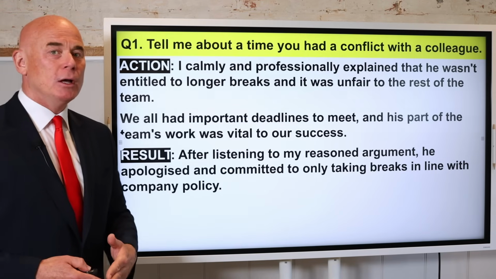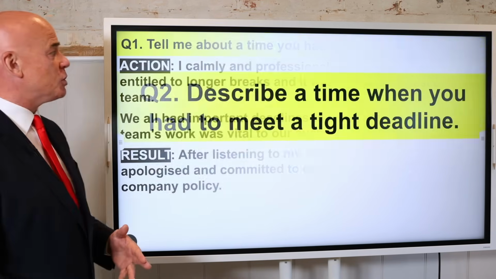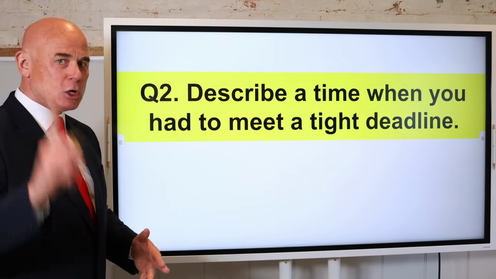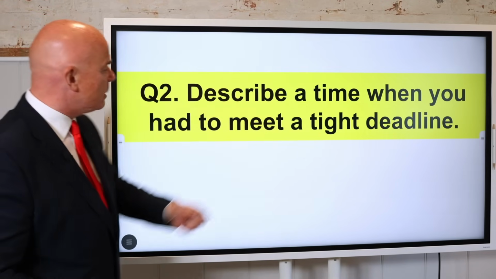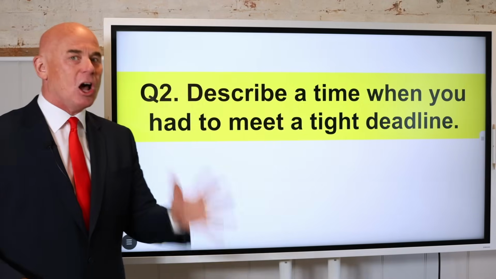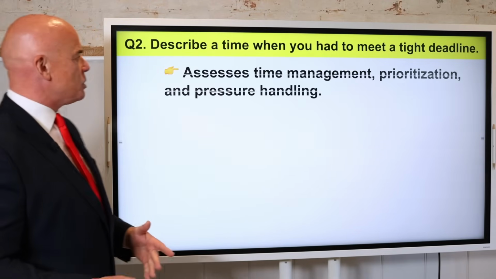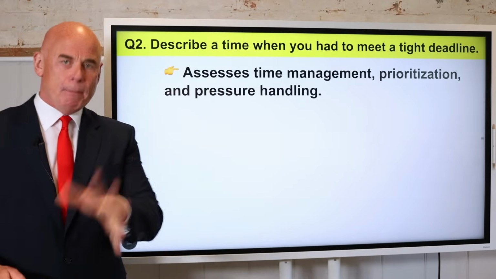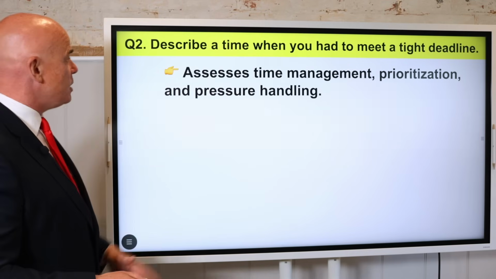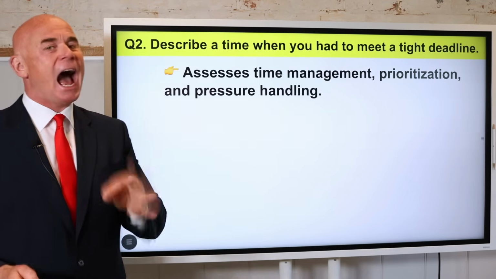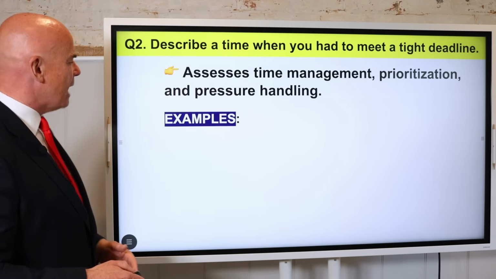Let's now move on to behavioural interview question number two. This one is a tricky one to answer. Describe a time when you had to meet a tight deadline. This question assesses time management, prioritization, and pressure handling. Let me give you several examples.